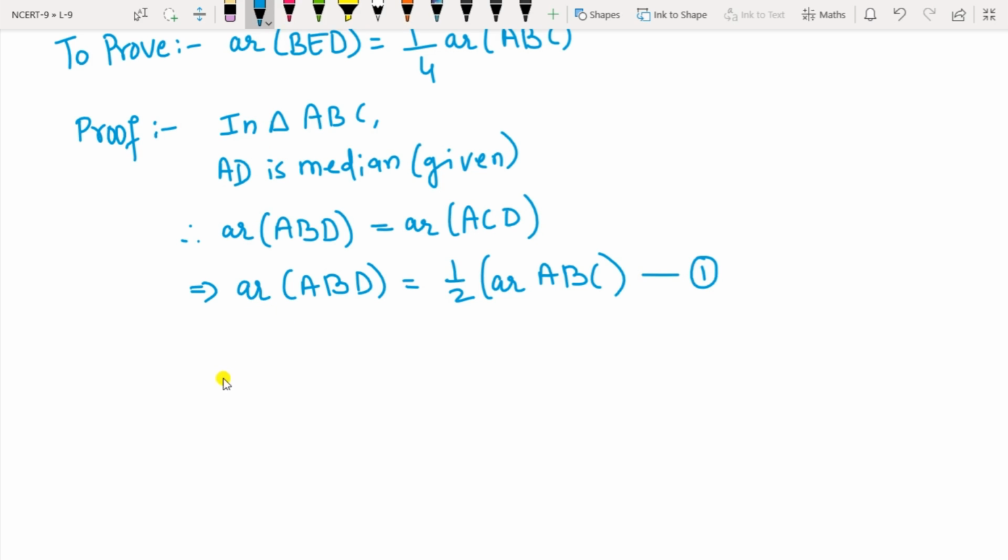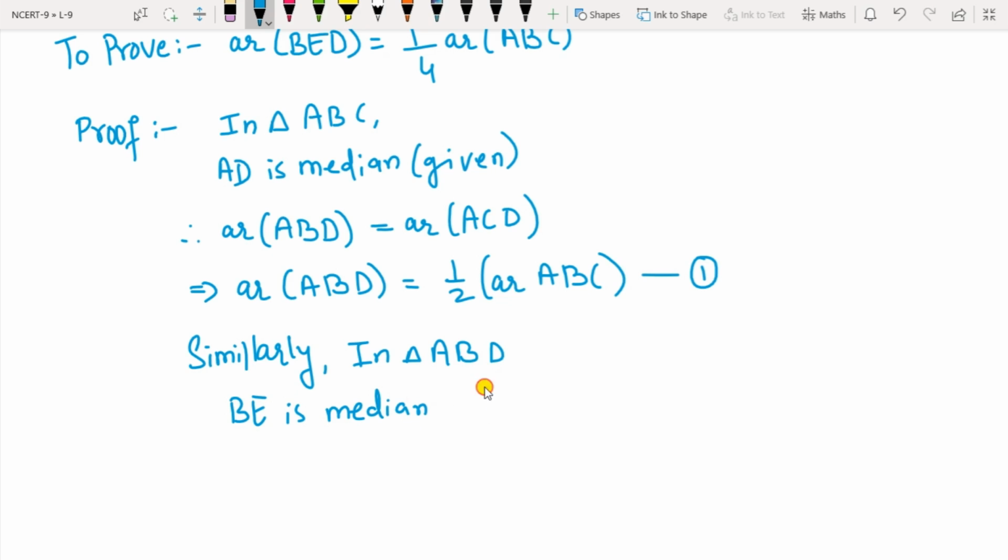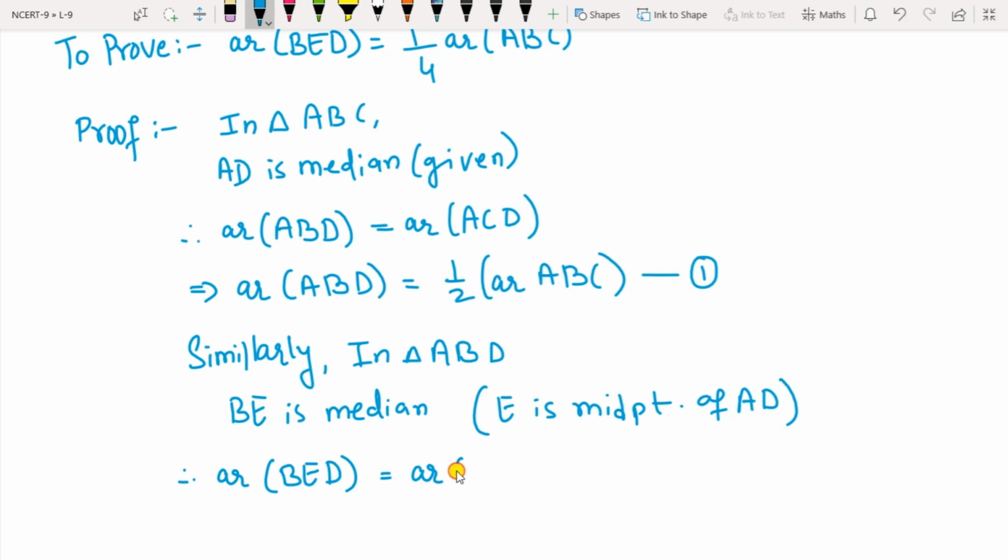Now similarly, in triangle ABD here, BE is median. Why? Because E is the midpoint of AD, that is given, and therefore area of BED will be equal to area of ABE.